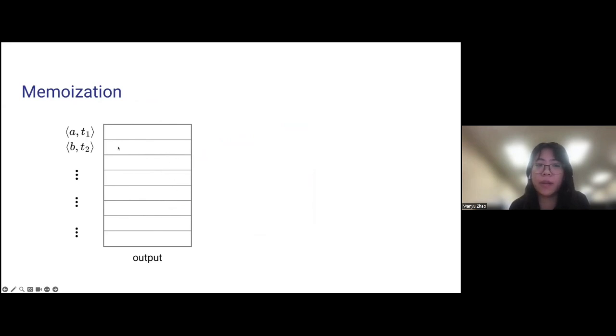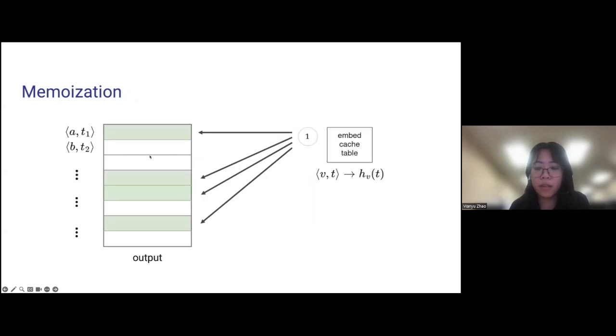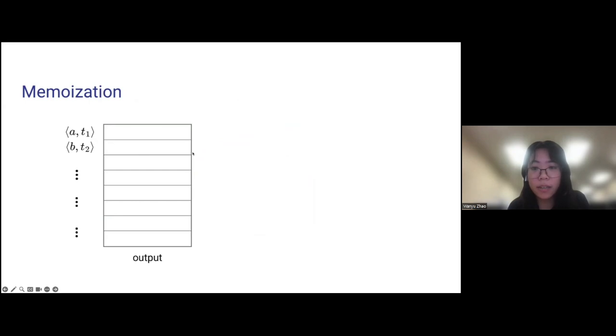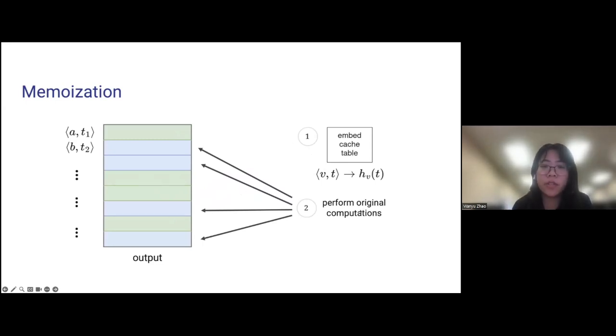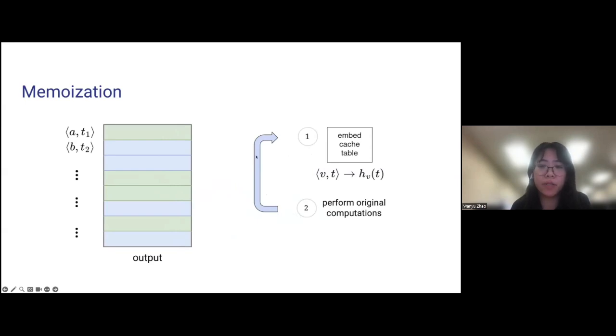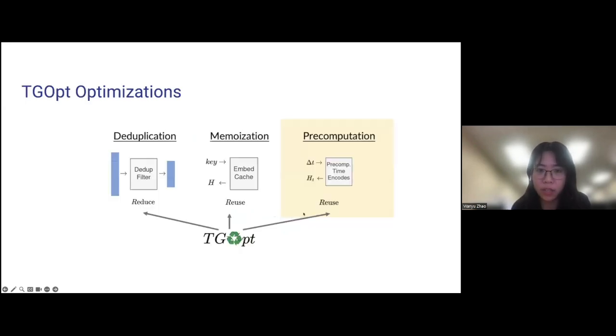We start by constructing the output tensor of the expected shape. Each entry is for one temporal node. Before doing any computations, we first look for embeddings we can reuse in the cache table and copy those into the output. These green entries are the ones we can find in this lookup table. We just copy them here. And for any misses, we will then run the original computations and fill these blue entries. Then we'll store those into our cache as well for later usage. And here is our memoization or cache strategy to reduce the computation during inference. And let's come to our last optimization, pre-computation.